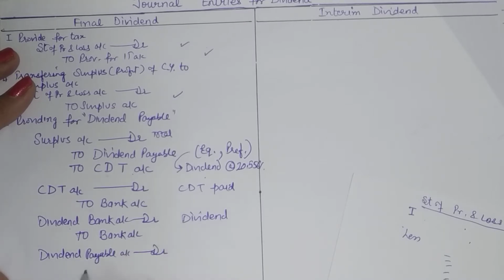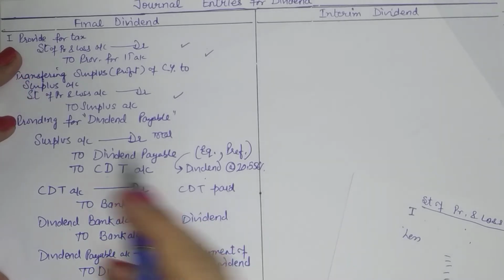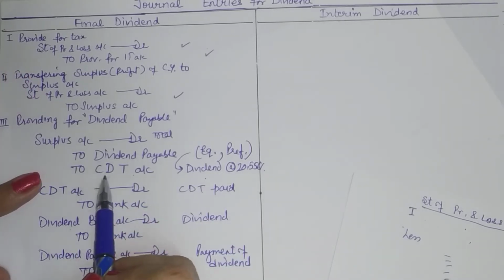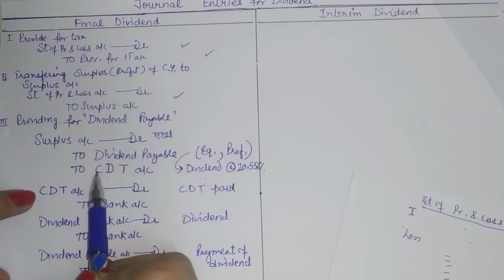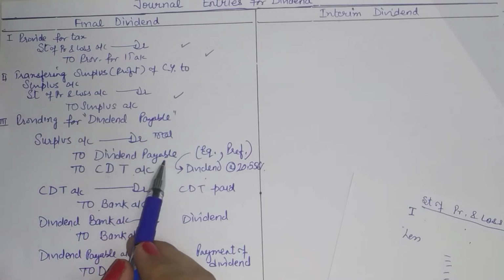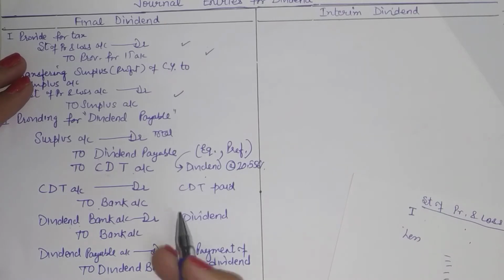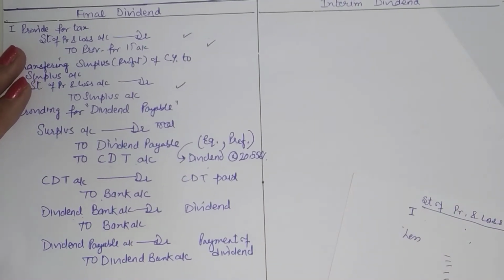account debit to dividend bank account. So these are your normal journal entries for the dividend payment. That is, we'll provide for dividend along with corporate dividend tax out of surplus. Corporate dividend tax will be paid directly from the bank account, but dividend payable is to be paid through a separate account. So you open a separate account called dividend bank account from your own bank balance and you utilize this dividend bank to pay this dividend. Now this dividend is paid and the process ends here.